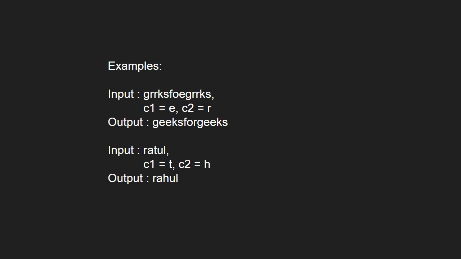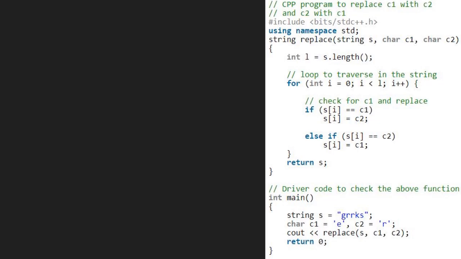Next, let us have a look at the algorithm. We take a sample string grrks and we suppose that we have to replace R with E. So, we pass S, C1 and C2 to the replace function. Now, in the replace function, we take an integer L which will store the length of S, which is 5. Next, we run a for loop from 0 to L to traverse the string.